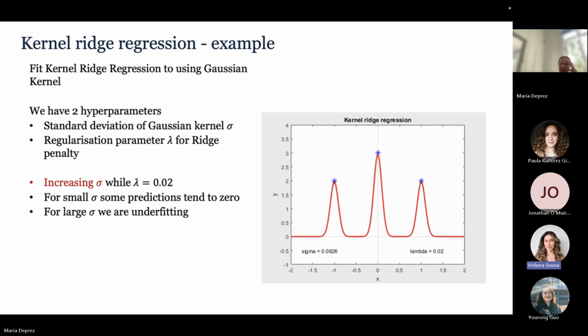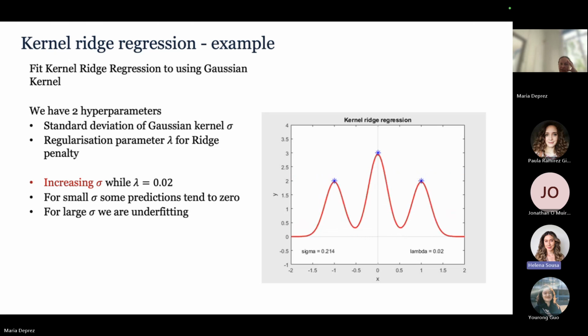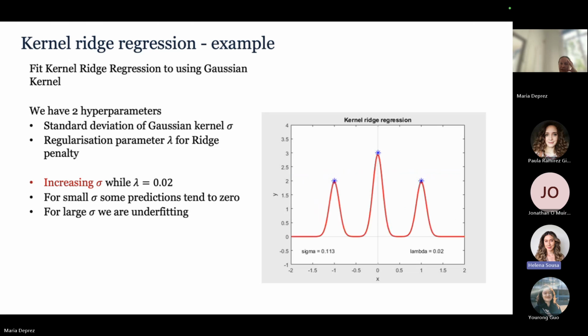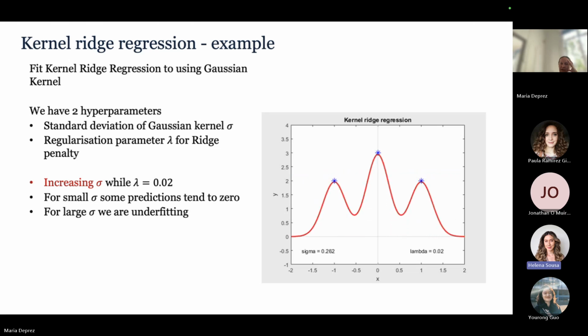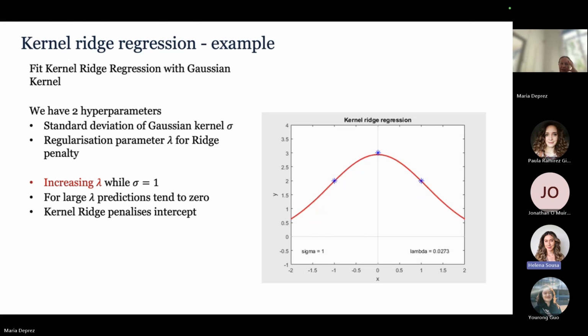If you increase the kernel length scale, it nicely fits, and when it's too large, it underfits, and eventually it results in a straight line. And now I keep the kernel the same and I'm increasing the ridge penalty, and this is the problem.